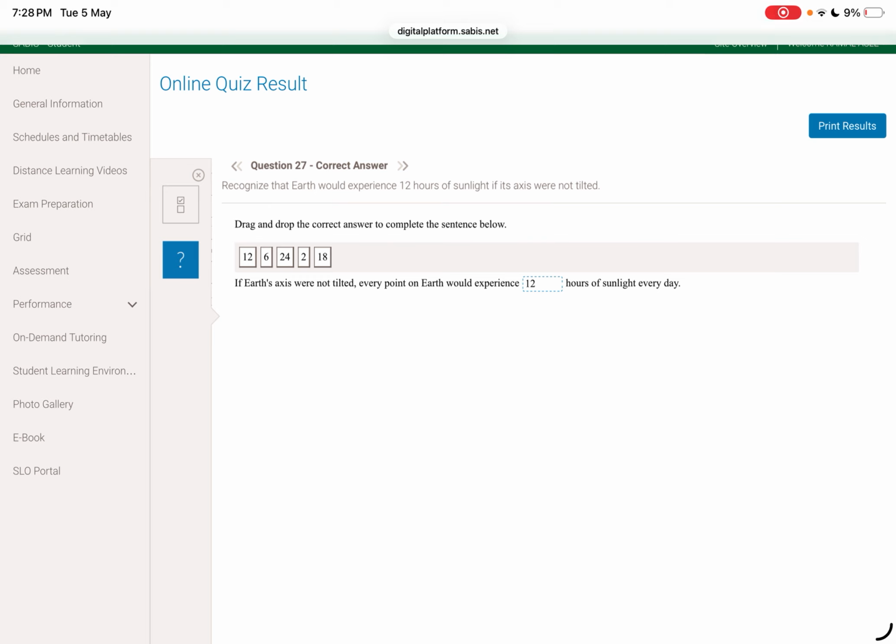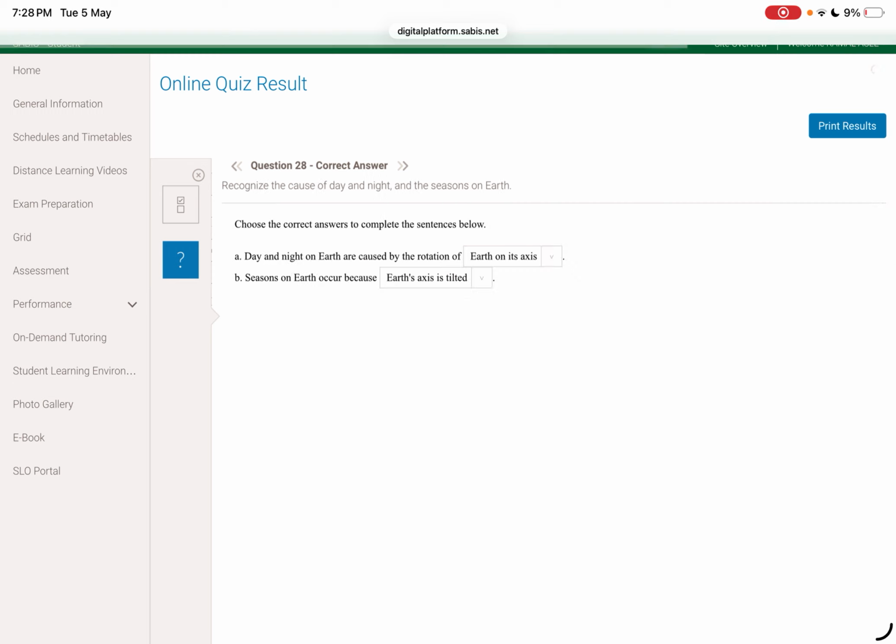If Earth's axis were not tilted, okay? I just told you in the previous question that if it's not tilted, everywhere and every day, there will be 12 hours of sunlight every single day. There are no exceptions. Question number 28. Day and night on Earth are caused by the rotation of the Earth on its axis. And seasons on Earth occur because the Earth's axis is tilted. As I said, if it's not tilted, there would be no seasons, no nothing. Only 12 hours of sunlight a day. Nothing would change it.